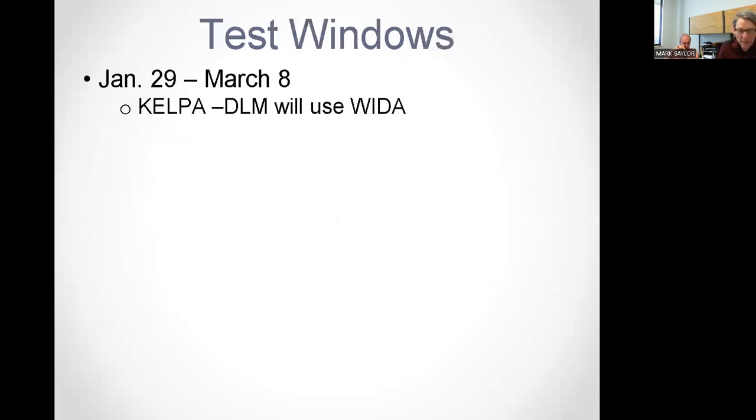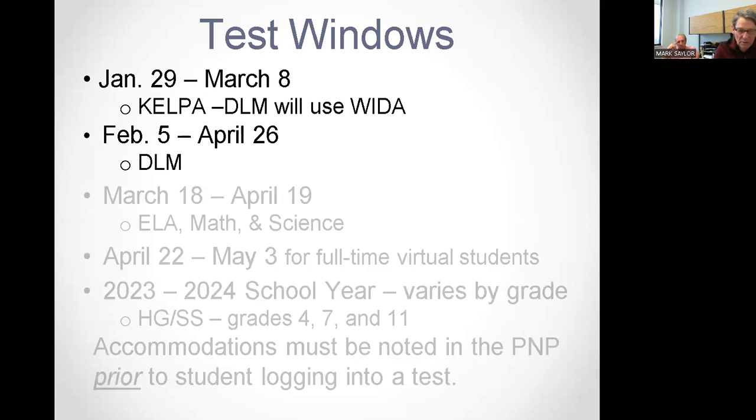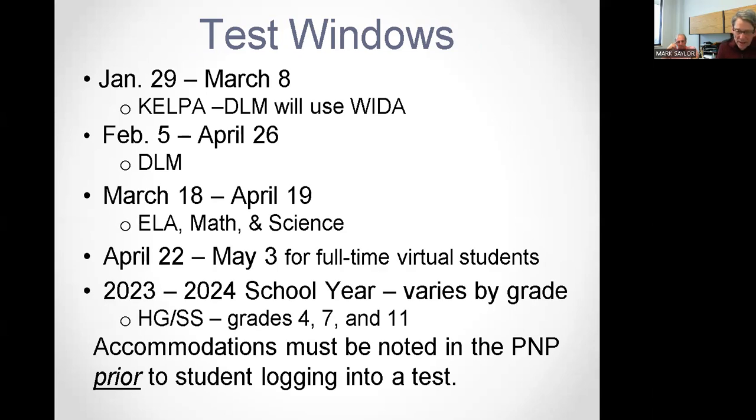All right. The test windows are for KELPA, January 29th to March 8th. February 5th to April 26th for the DLM students. March 18th to April 19th for ELA, math, and science. April 22nd to May 3rd for full-time virtual students. And then the history and government and social studies test is administered during the school year and graded by the teachers of the school year.